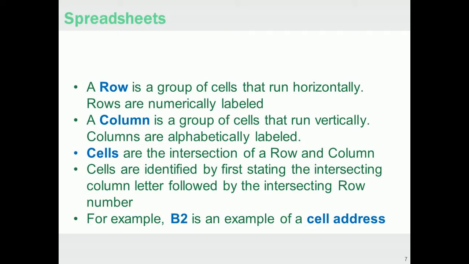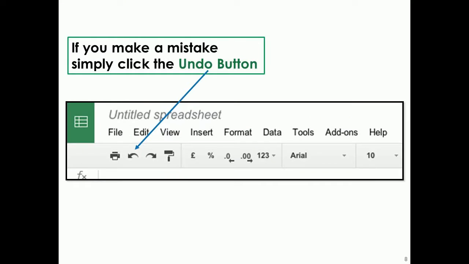Spreadsheets. A row is a group of cells that run horizontally. Rows are numerically labeled. A column is a group of cells that run vertically. Columns are alphabetically labeled. Cells are the intersection of a row and column. Cells are identified by first stating the intersecting column letter followed by the intersecting row number. For example, B2 is an example of a cell address. If you make a mistake, simply click the Undo button.